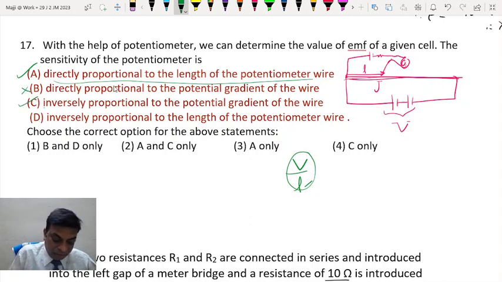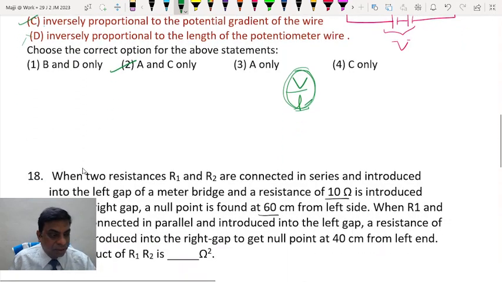Again, you think in the same terms. The larger the length of the potentiometer wire, the better it is. So a large length would indicate low potential gradient. So sensitivity is inversely proportional to potential gradient. So D is wrong, of course. So A and C. A and C means the second option is the correct option.